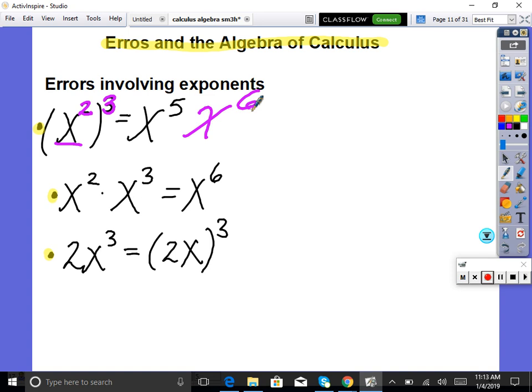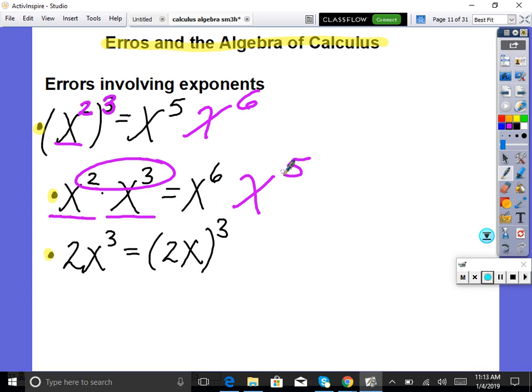Now people will mess up that rule with this next rule. Do I need to kick some butt out there? So we have the same base. When you multiply, you add. People multiply, and that's not how it works. When you multiply, you add. This should be x to the 5th.